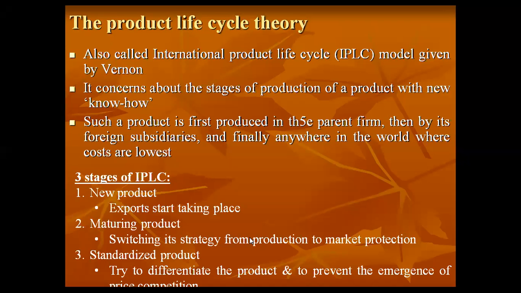Thus, the volume and direction of international trade come down considerably in this stage. So decline is characterized by location of manufacturing facilities in developing countries. The original innovating country becomes a net importer. So these are the effects, the results of the declining stage. It is characterized by location of manufacturing facilities in developing countries, and even the original innovating country becomes a net importer.